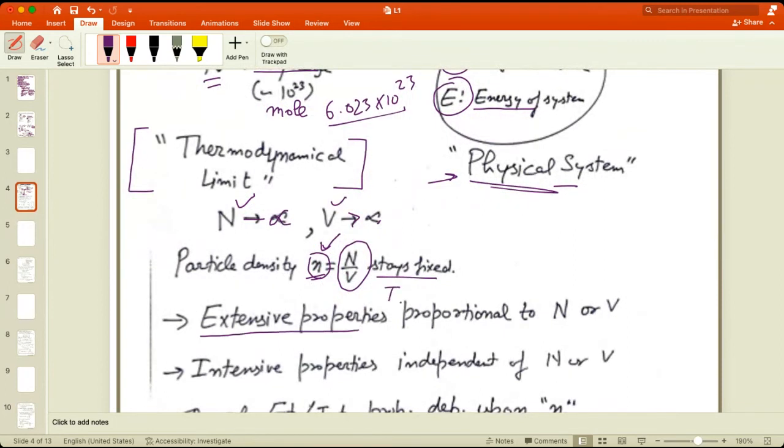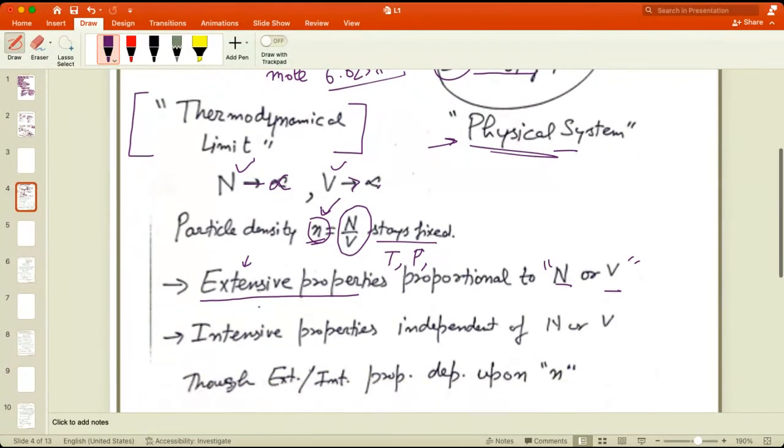Okay, so in such a scenario, these extensive properties like pressure, and volume actually is a parameter, these extensive properties become functions of the number of particles or volume. Higher the number, higher the volume, my property will be bigger, kind of thing.